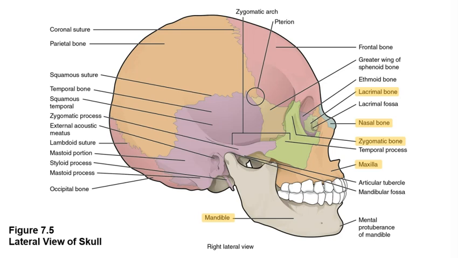Figure 7.5, a lateral view of the skull. We have a much better view of the lacrimal and the extent of the zygomatic bones, along with lateral views of the upper and lower jaw that are formed by the maxilla and mandible bones, respectively.